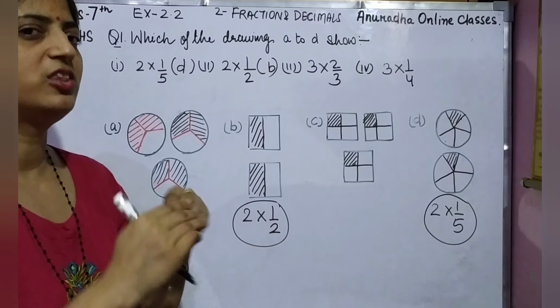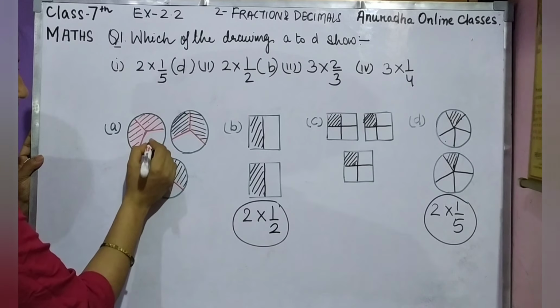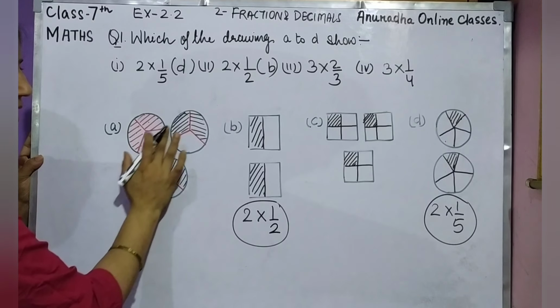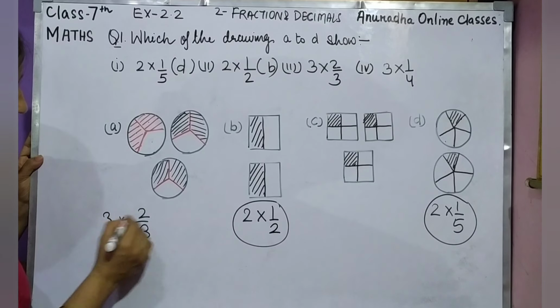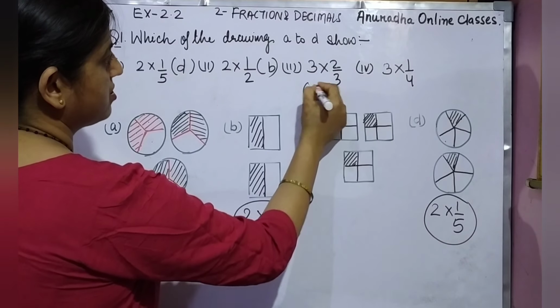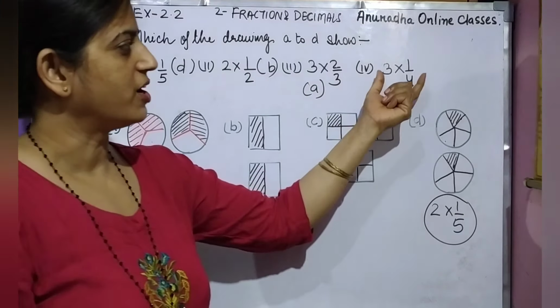2 by 3 जो है 3 times है. Let's see. First is what? 1, 2, 3. This is 2 by 3. कितने times आया है? 1, 2 and 3 times. Means this is what? 3 times 2 by 3. So what is our answer of third? Third is A1. Okay, now which picture is for fourth part?